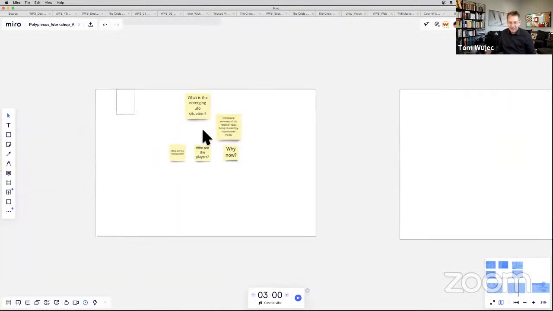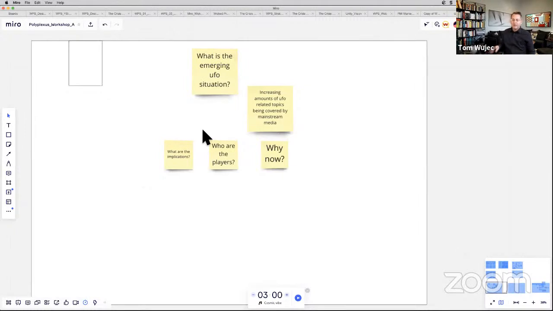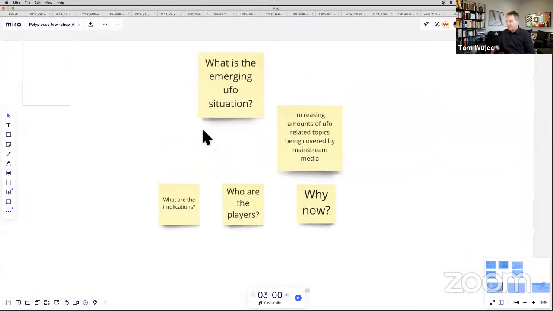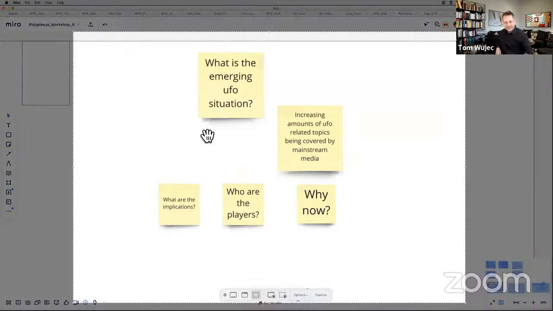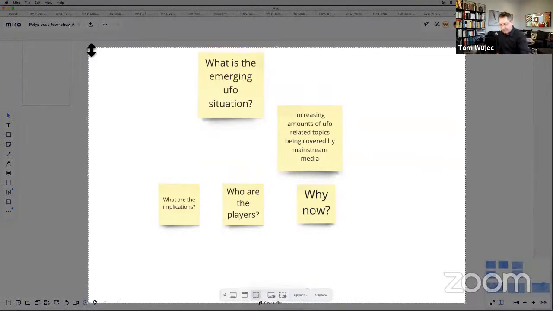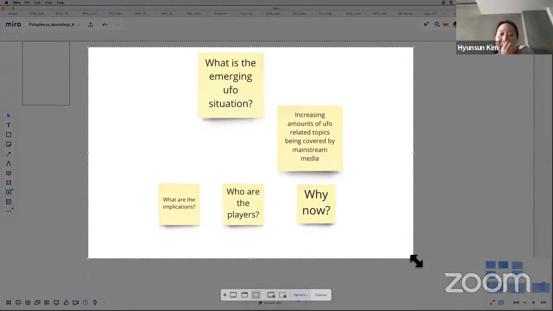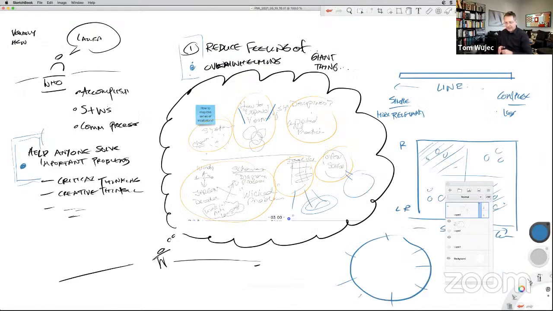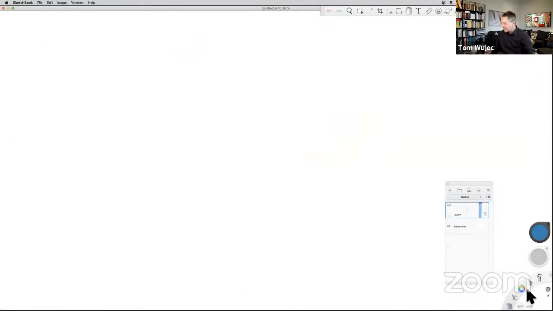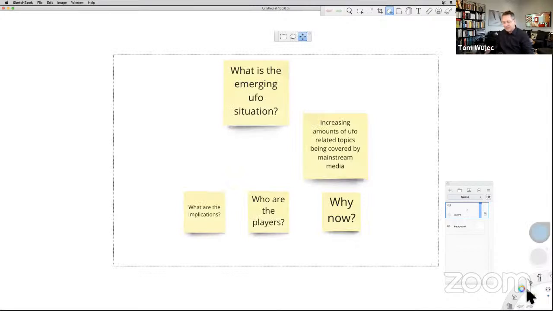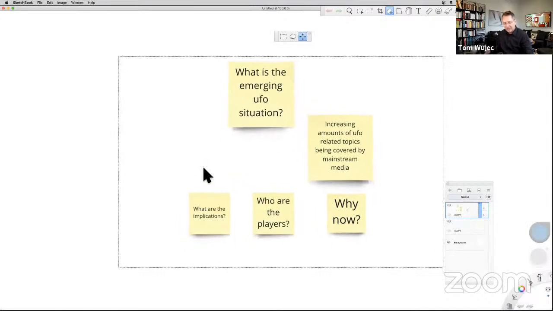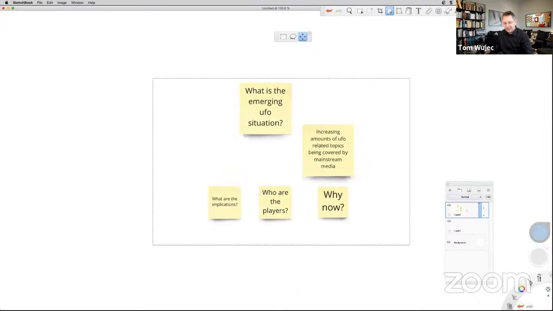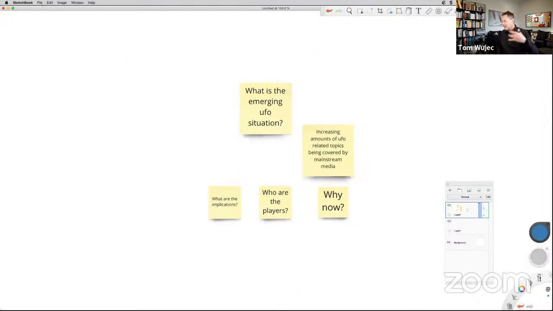Okay, so let's riff on what is emerging in the UFO situation. So let's have that conversation. So we have kind of five nodes here, five ideas. And I often find that just seeing other people starting to draw, like I'm doing here, is kind of the way you learn. You go, oh, that's an interesting way of doing it, and then you see other people doing it.